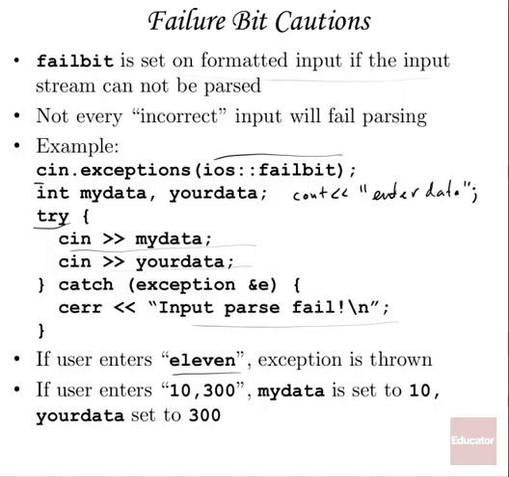But if the user enters 10,300 and puts a comma in there, which is very common, it won't throw an exception. What it'll do is take my data and set that to 10, and take your data and set that to 300, which is probably not what you want to do.